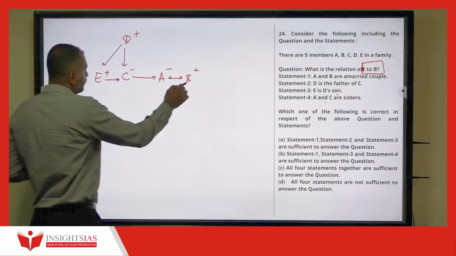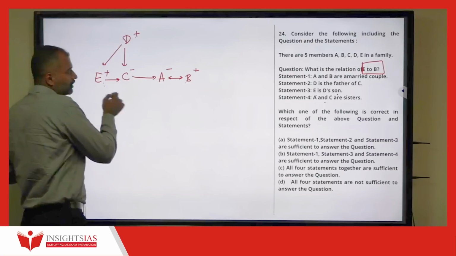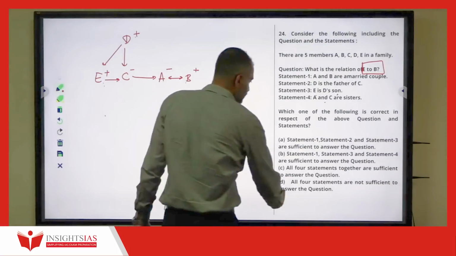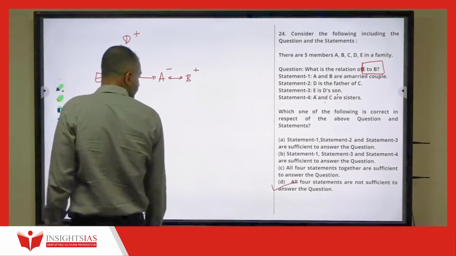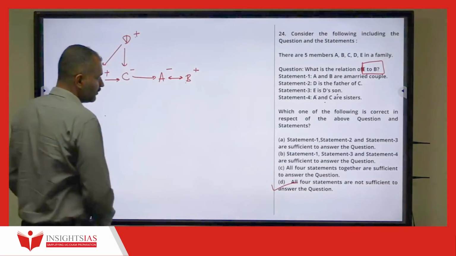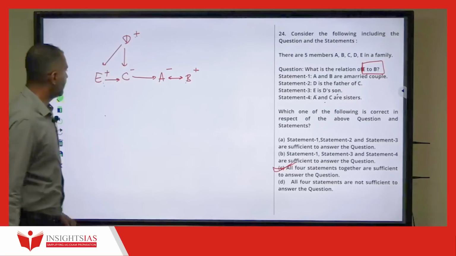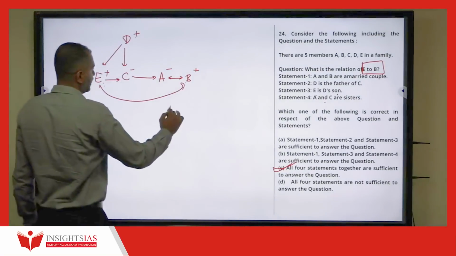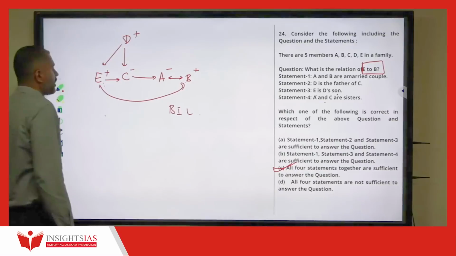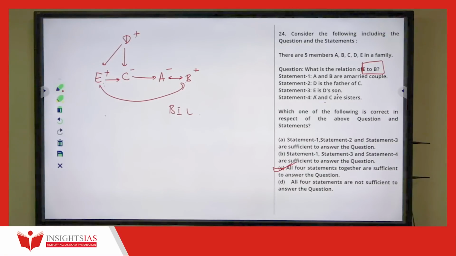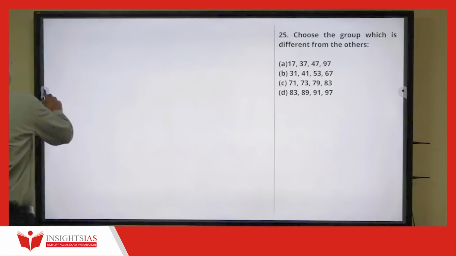Okay, E related to B. If I don't have all this information, all 4 statements are sufficient here. This is not sufficient. This is sufficient. We can establish E to B: brother-in-law, sister's husband. Choose the group, okay.